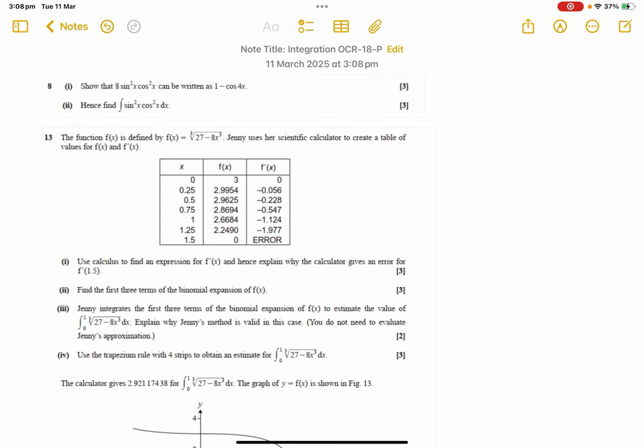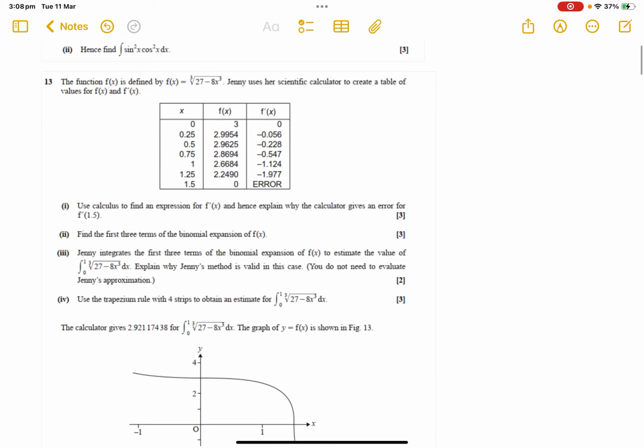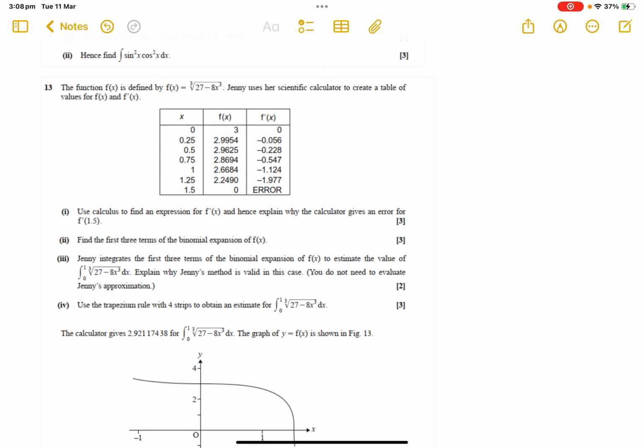The second question. The function f(x) is defined by f(x) equals the cube root of 27 minus 8x cubed. Jenny uses her scientific calculator to create a table of values for f(x) and f dash x. The table Jenny has created is given. Use the calculator to find the expression for f dash x and hence explain why the calculator gives an error for f dash 1.5. When x equals 1.5, f dash is an error. So the table says error.